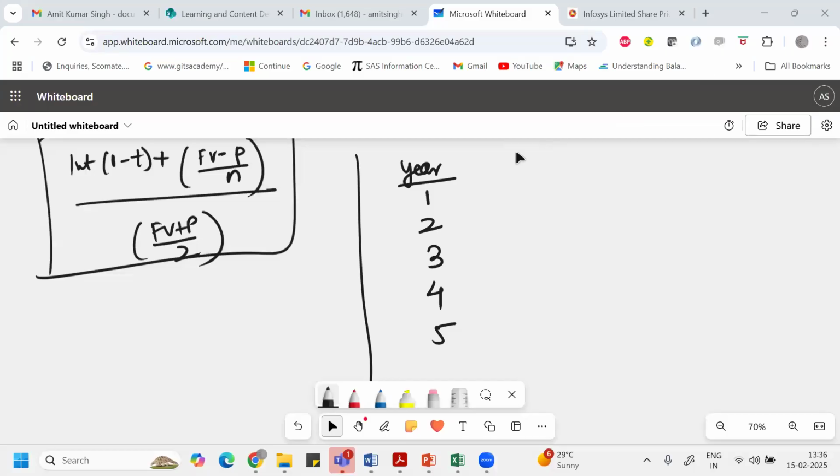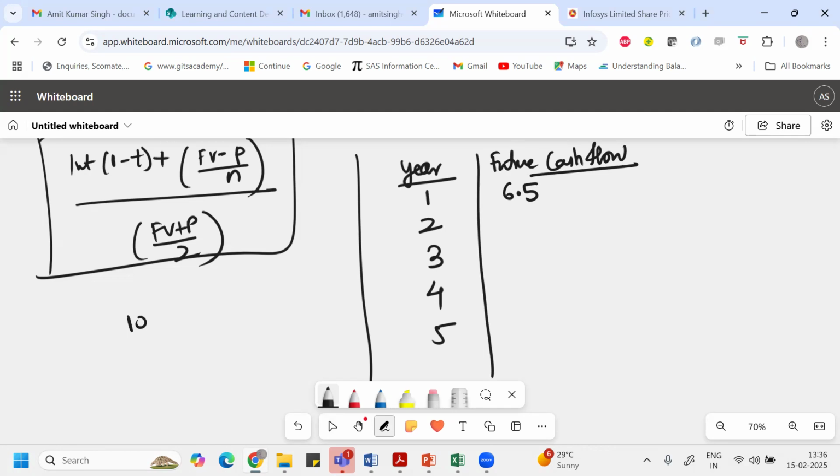Consider the 5 years. In these 5 years, what are you getting? The future cash flow is the interest into 1 minus tax. After deducting tax every year, the 10 rupees into 1 minus 35% gives you 6.5 rupees, which you are getting every year till year 5. Then in year 5, you will get the face value of the instrument. Face value is 100 rupees.